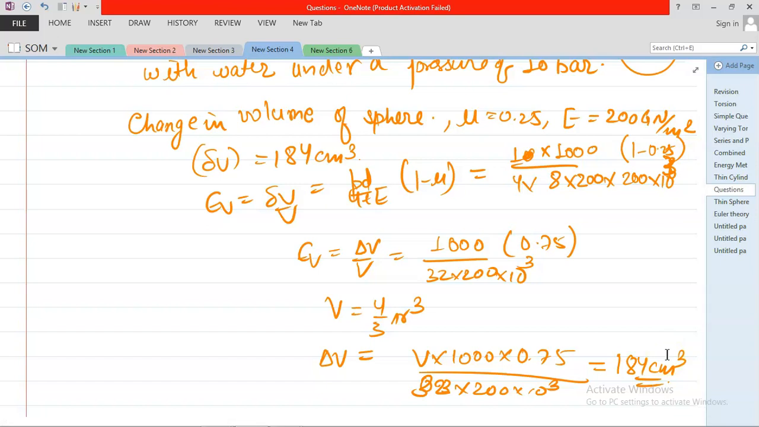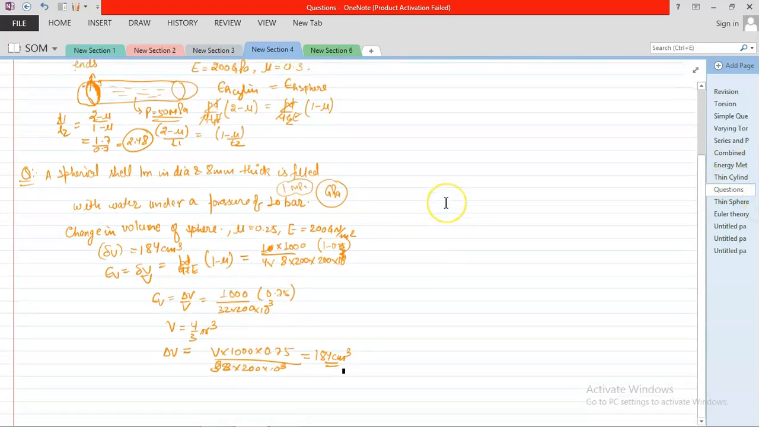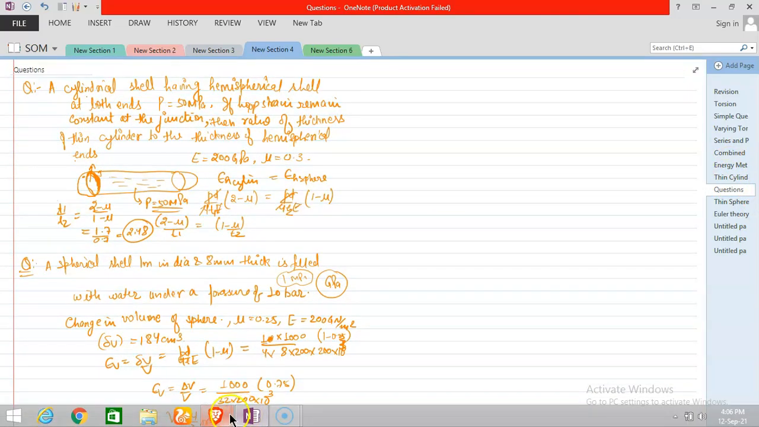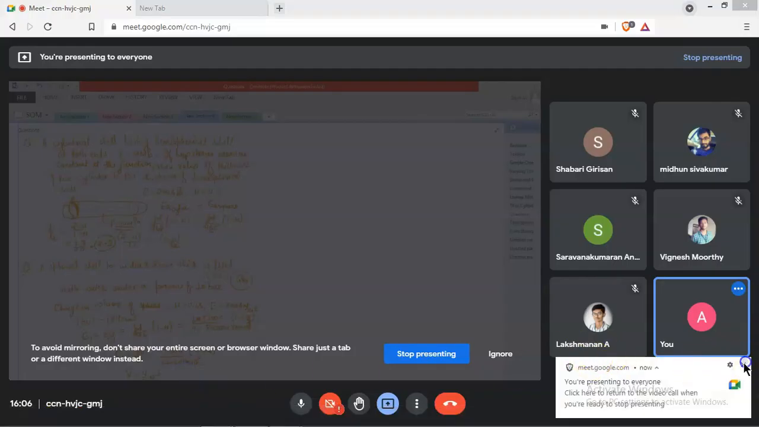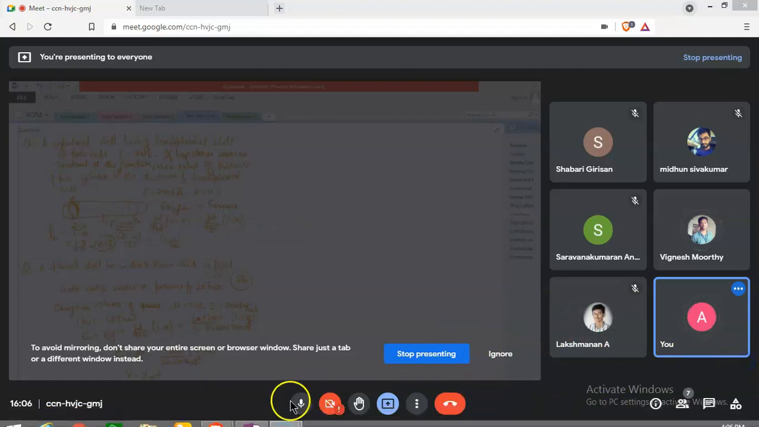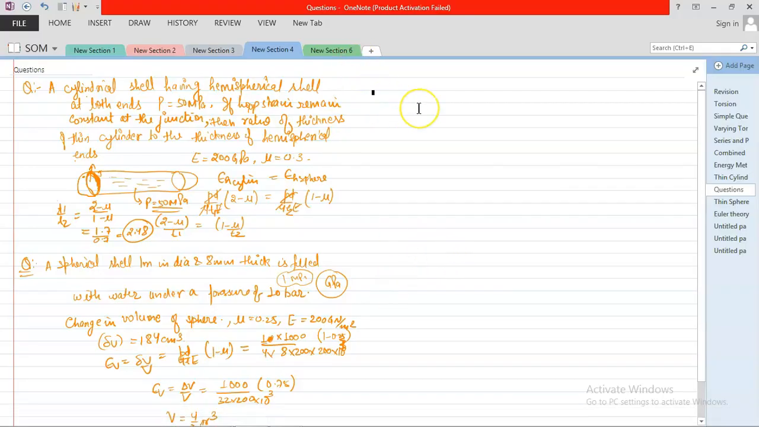Okay, this is for thin cylinders. Now, any question on today's lecture that I taught you with the energy methods, thin cylinders? Any question? Hello. And also with that you can say thin spheres, thin cylinders, and torsion. Today we discussed three things: energy methods, pressure vessels, and that point.